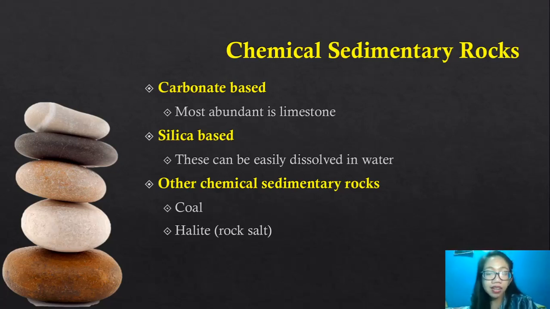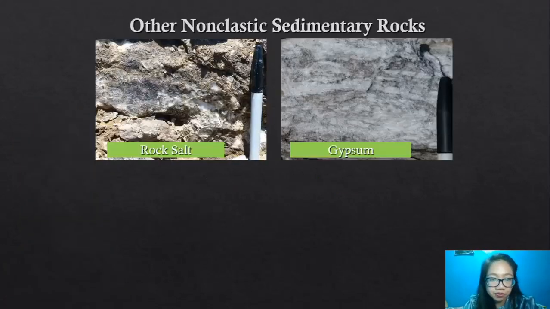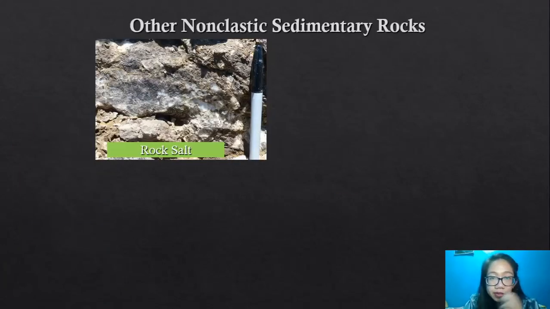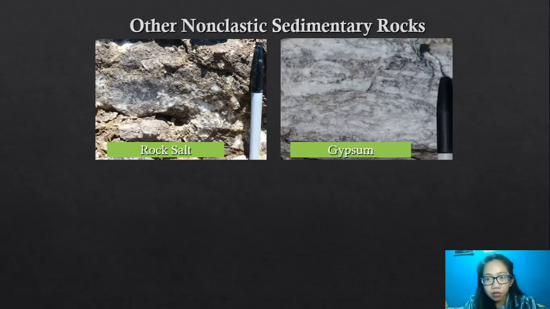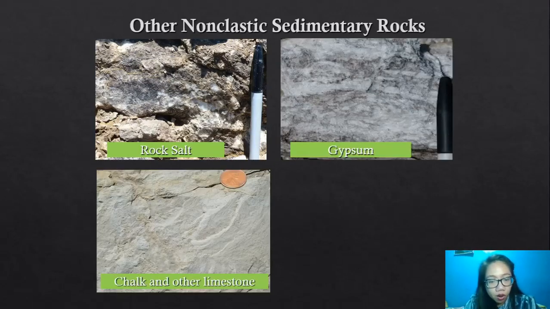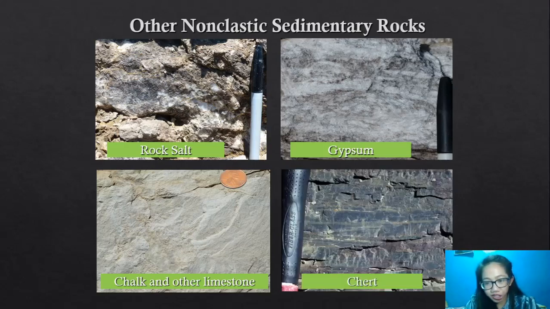And then you have your halite or rock salt. As you may know, salt is formed due to precipitation in seawater. So that is a type of chemical sedimentary rock. Here is a picture of your rock salt or halite, gypsum, chalk, which is mostly calcium carbonate, and chert, which is rich in quartz.